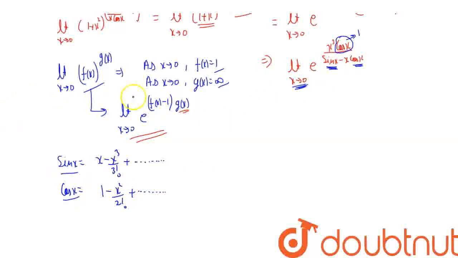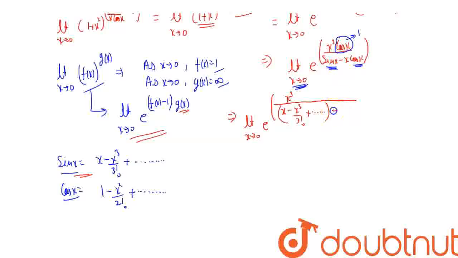So if we use these expansions, then here we have the limit as x tends to 0, e whole raised to the power this thing. So in the power we have x cube in the numerator, and in the denominator we have this thing, the sine and the cos. So now we are going to use the expansion of sine from here. So instead of sine we are going to write x minus x cube by 3 factorial plus, and this goes on up to infinity like this.